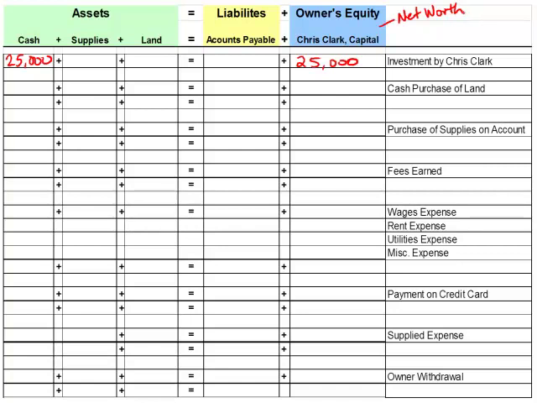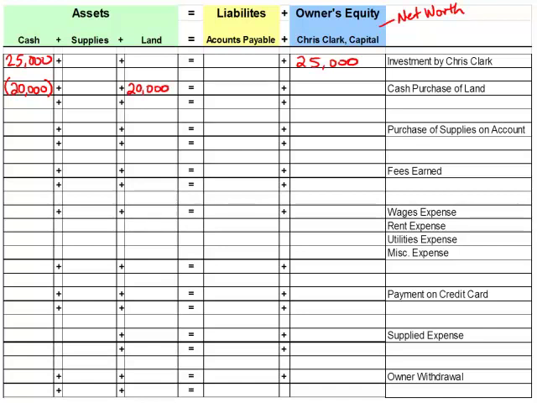Next thing he did, he purchased land. So November 5th, paid $20,000 for the purchase of land as a future building site. So what happened to cash? Went down by $20,000. So we're going to subtract $20,000 from cash. But then what happened to land? It went up by $20,000.